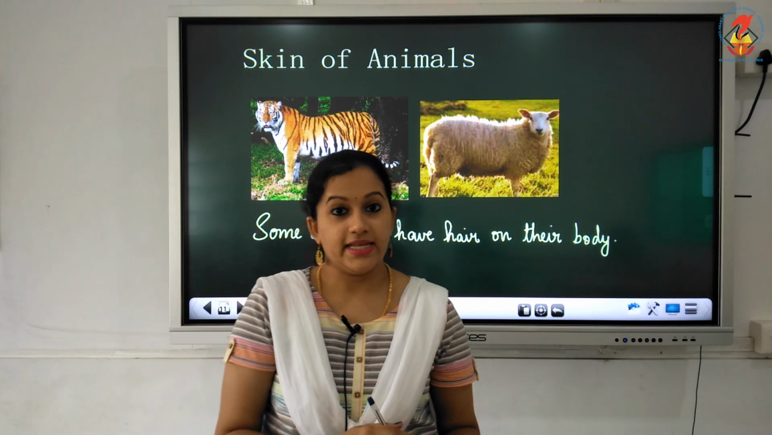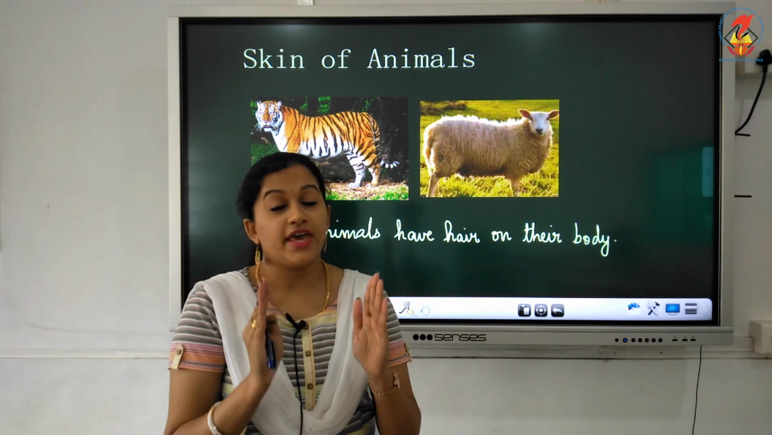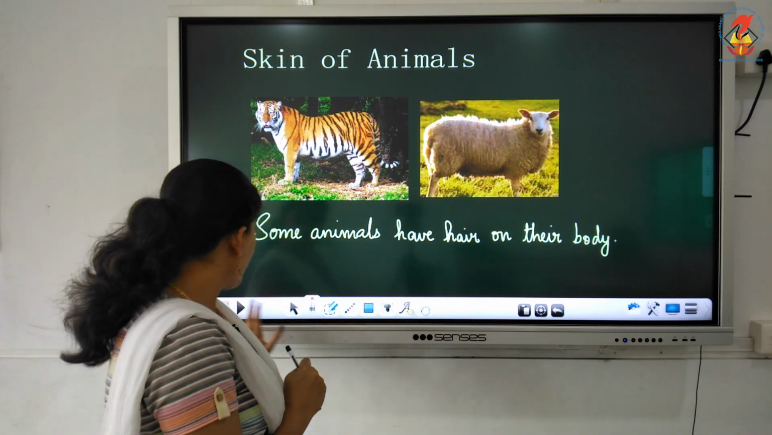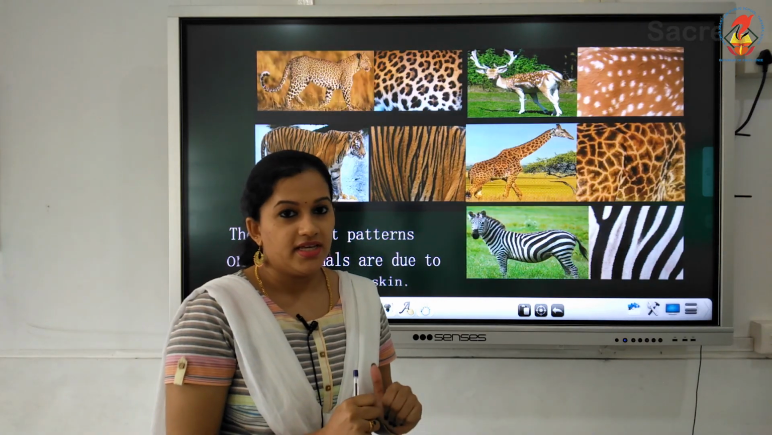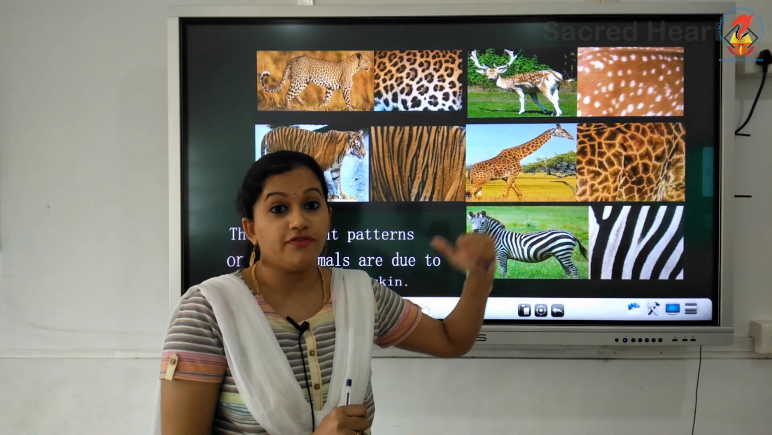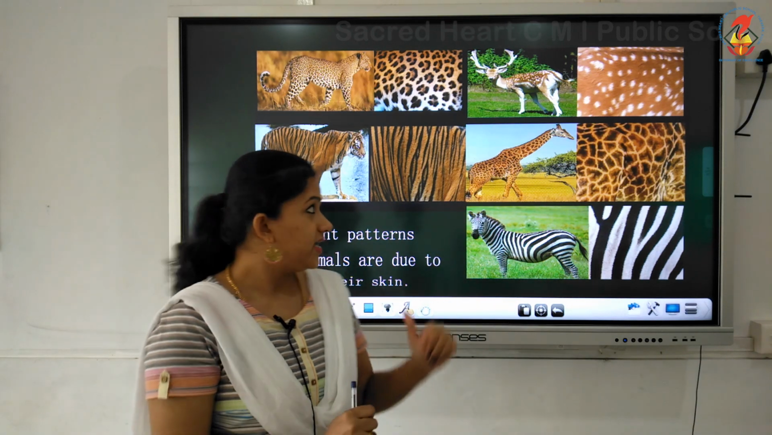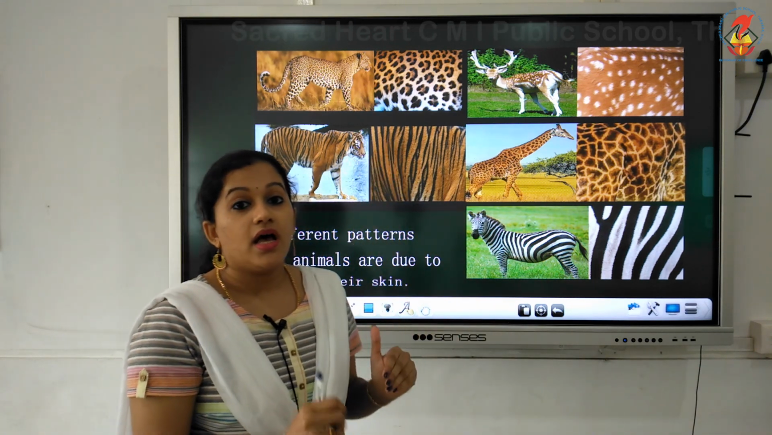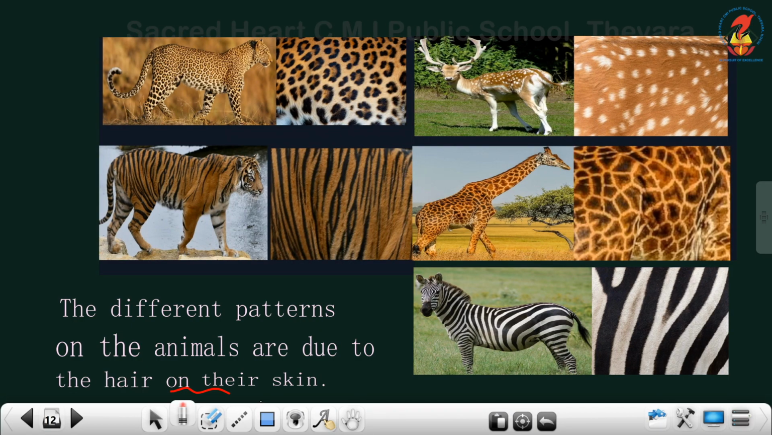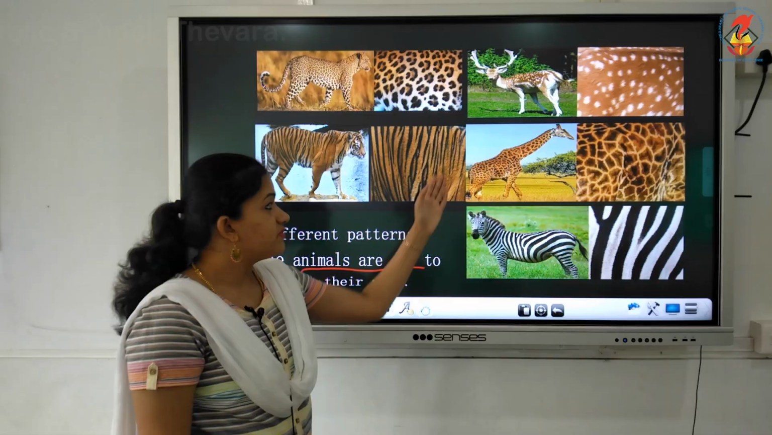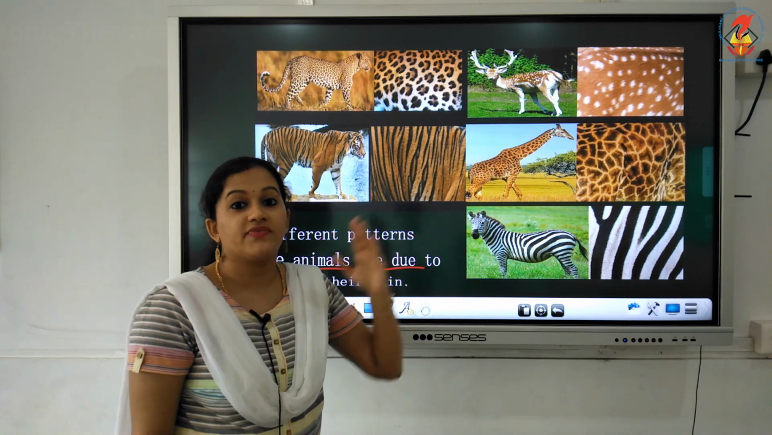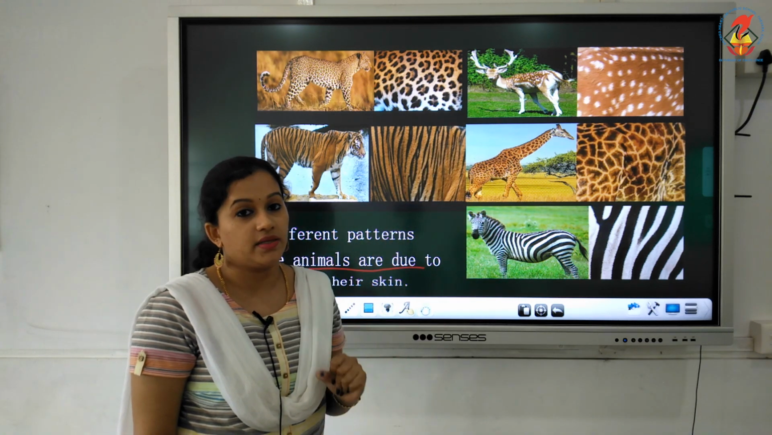Then some animals that have hair on their body have patterns on their body. Here I have shown the pictures of certain animals that have patterns on their body. See, these patterns are because of the hair on their skin. Why do these animals have patterns? It is because of the hair that you see on their skin. And just by looking at these patterns, we can recognize which animal it is.